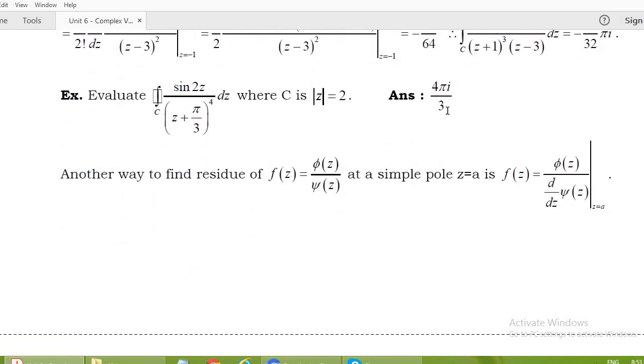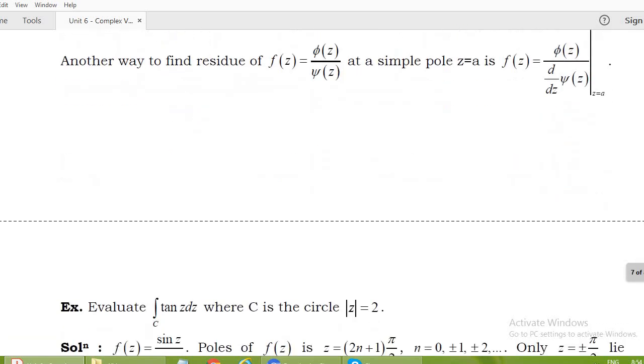This can be tried by yourself. Another way to find the residue of f(z) = φ(z)/ψ(z) at a simple pole z = a is φ(z) upon ψ'(z), the derivative of ψ, at z = a. This is useful specifically when the denominator is a trigonometric function.